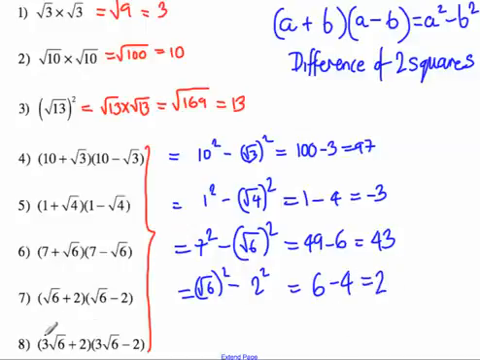The very last question. A plus b times a minus b. 3 root 6 times 3 root 6 is 9 root 36. Subtract 2 squared. Root 36 is 6. 9 times 6 is 54. So you get 54. Take away 4, which is 50.